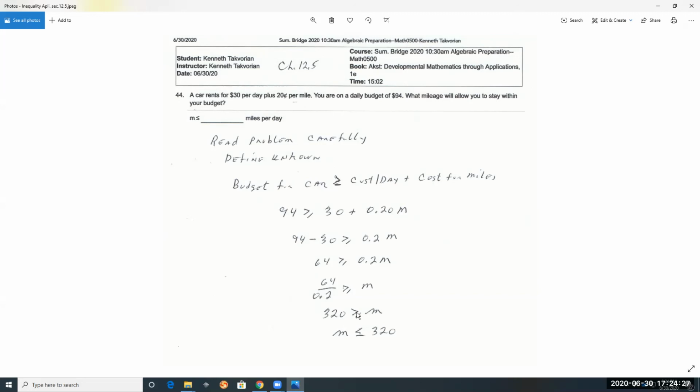Rewriting this statement, again, read from the variable towards the known. It says m is less than or equal to 320. So when I write it that way, it says m is less than or equal to 320.